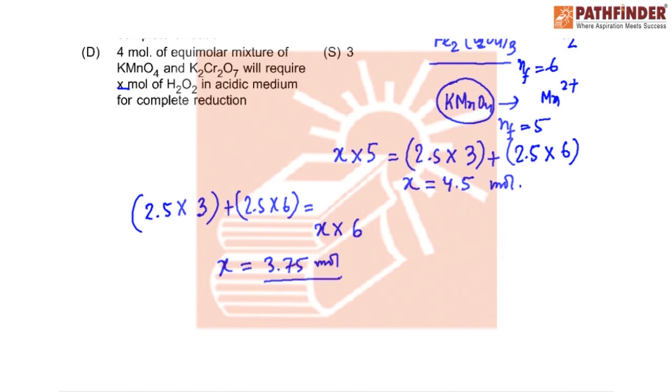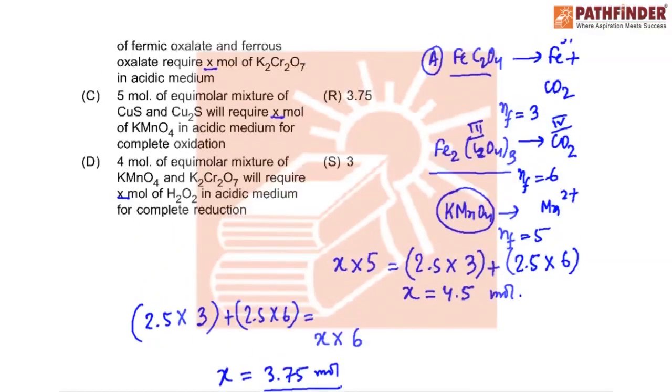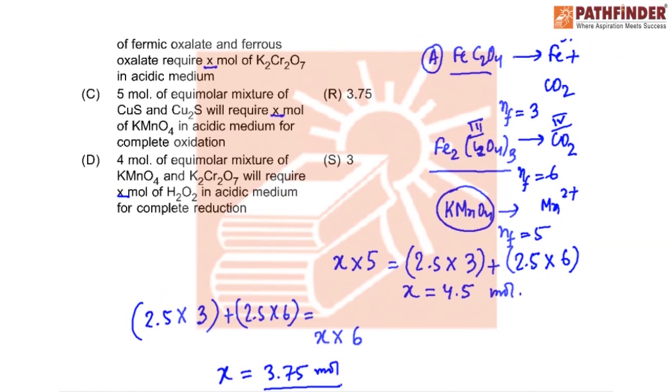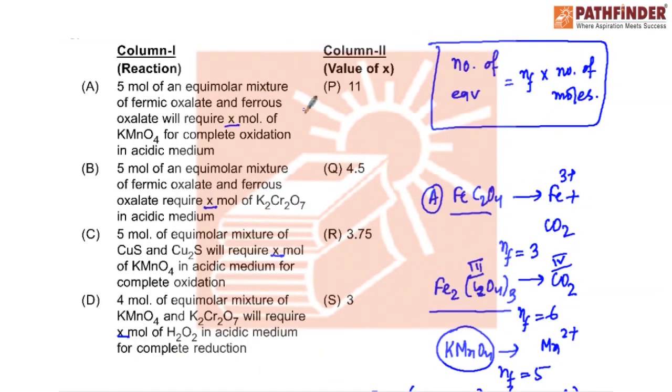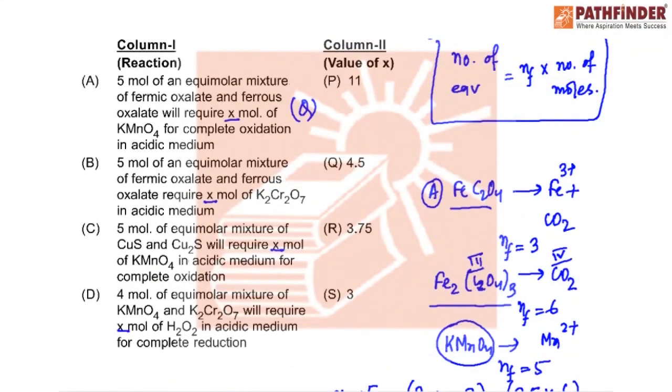If you find out the value of X, you will get the value of X to be 3.75 mole. So in the previous one, X is equal to 4.5 mole. So A is Q and B, 3.75, that is B R.